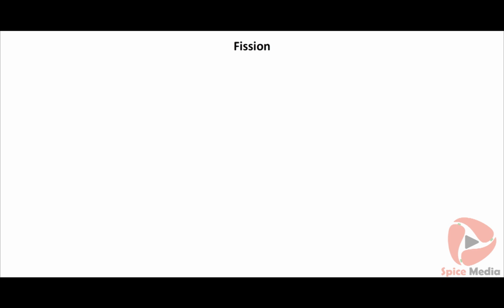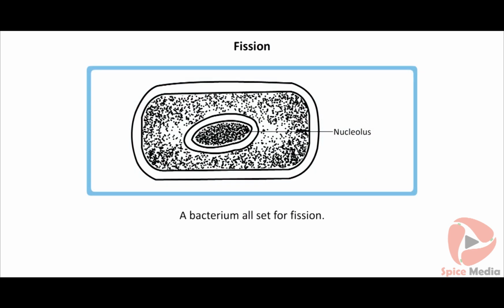Let us now discuss the types of asexual reproduction in different organisms, starting with fission. This method of reproduction is commonly found in unicellular organisms like bacteria and euglena. Let us take bacteria as an example to discuss the fission.